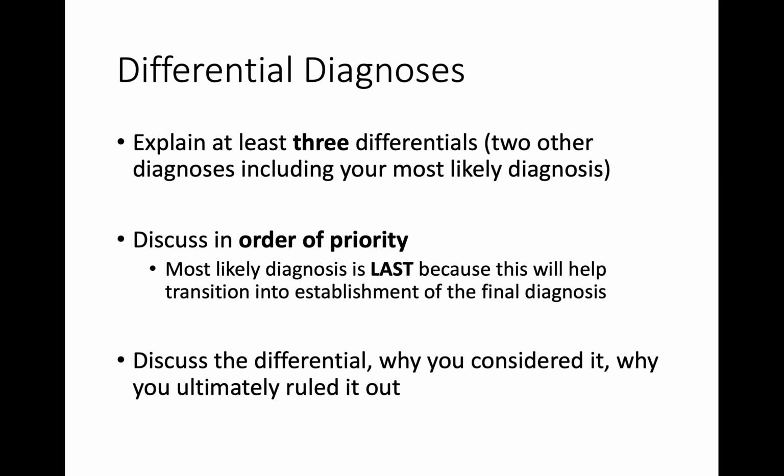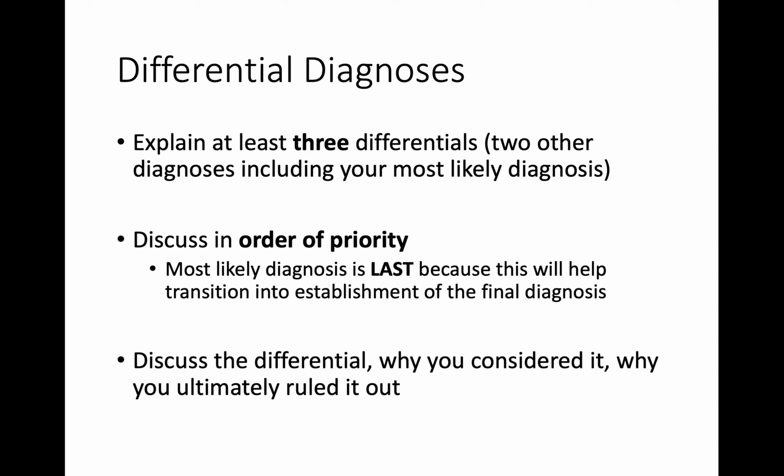When you get to your differential diagnoses, you explain at least 3 differentials. That's 2 other diagnoses, plus your most likely diagnosis, which is your initial impression. I always discuss them for flow in order of priority. I first put out the 2 less likely diagnoses, because if I discuss my most likely diagnosis last, it helps me bridge the discussion into why I established this as my final diagnosis. So you discuss the least likely diagnosis, then the middle diagnosis, and then the most likely diagnosis at the end, because this helps you transition into the establishment of your final diagnosis.